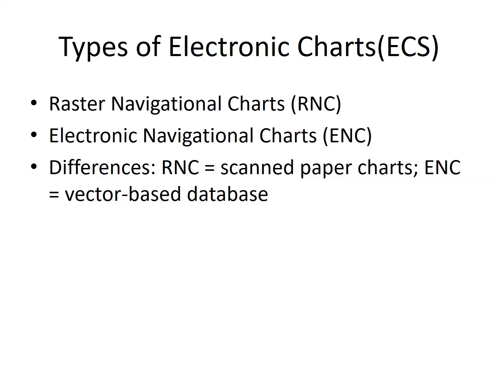Electronic chart systems use two main types of charts: raster navigational charts, which are digital scans of paper charts, and electronic navigational charts, which are vector-based. RNCs are less interactive, while ENCs support advanced features such as alarms and data layers.